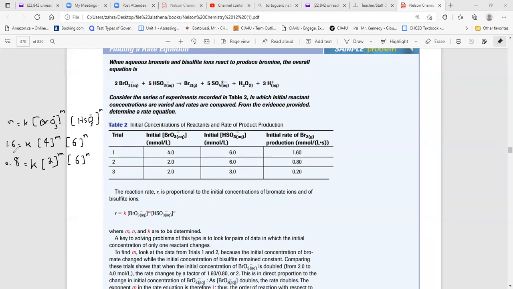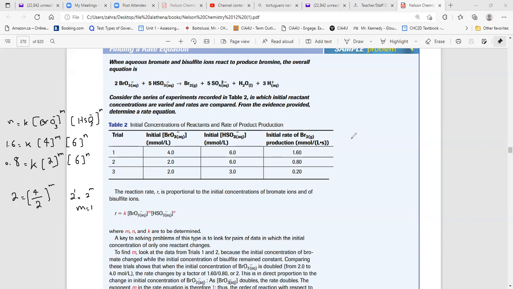If we divide both sides, 1.6 divided by 0.8 is 2. k divided by k cancels. Here you have 4 divided by 2 to the power of m. Also, 6 to the power of n divided by 6 to the power of n is 1. So from here, 2 is equal to 2 to the power of m. Both sides have the same base, so the powers should be the same. So m is equal to 1.